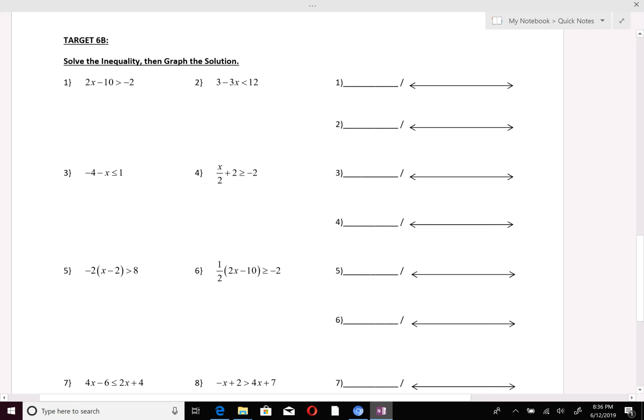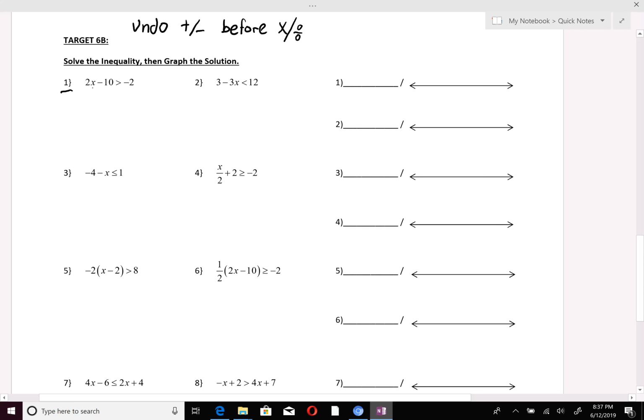So two-step inequalities can be a little bit more challenging because we have to keep in mind that we need to undo adding or subtraction before multiplication and division. And so we see an example of that in number 1.